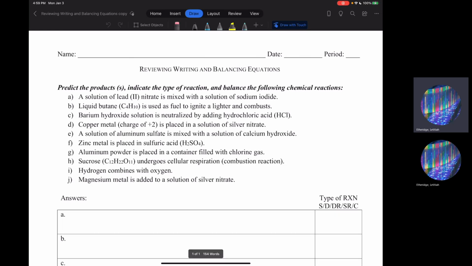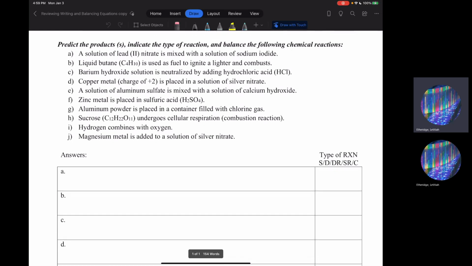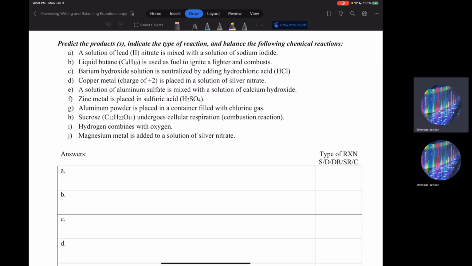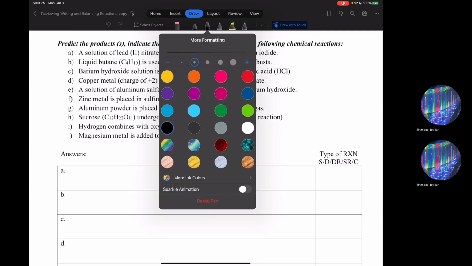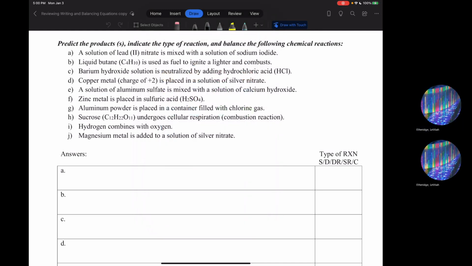So for A, we have a solution of lead 2 nitrate that is mixed with a solution of sodium iodide. The first thing I want to remind you guys about is remember those Roman numerals tell you what the charge is on lead nitrate. So if I were to write lead nitrate, we'll just go with a standard color. Okay. If we have lead 2 nitrate, we know that lead is going to be Pb. And remember, nitrate is a polyatomic ion, and it should be NO3 if you were to take a look on your polyatomic ion sheet. And we're mixing it with a solution of sodium, which is Na, and then iodide, which is I.